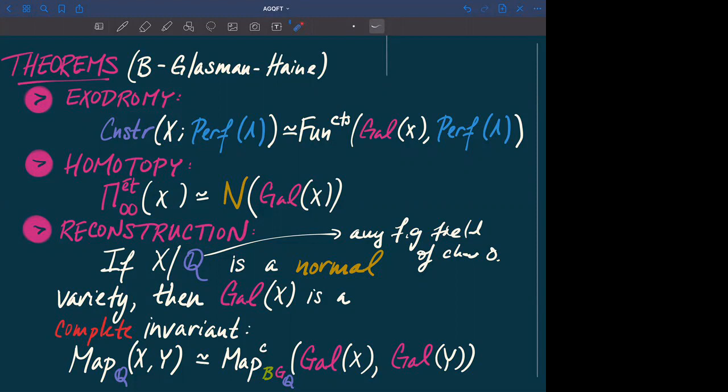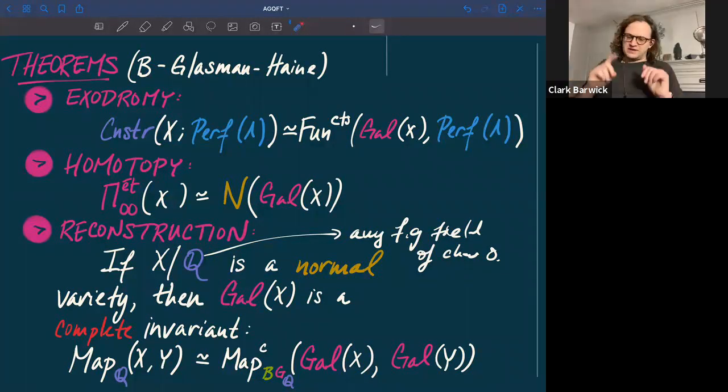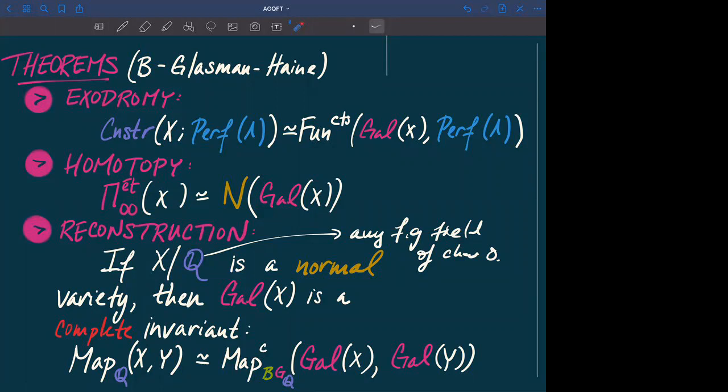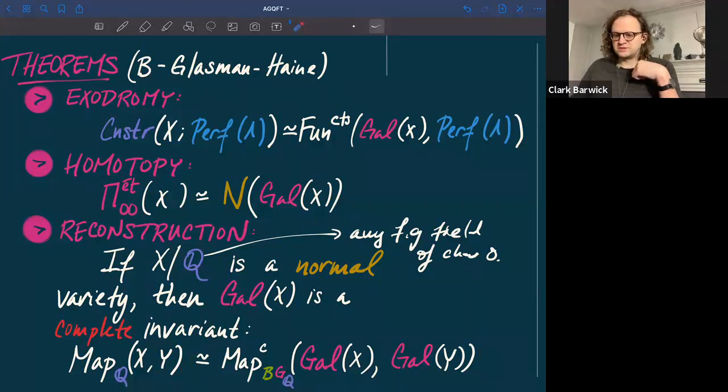So maybe in characteristic p, you have to take care of inseparable covers, which do not see points. Right, that's right. What I mean by this is that you need to invert universal homeomorphisms. Yes, that's right. So on this side, you'll have inverting universal homeomorphisms, and then this should be an equivalence again.